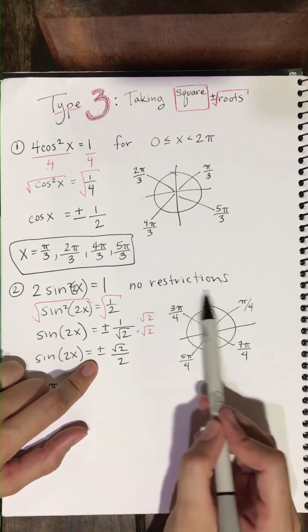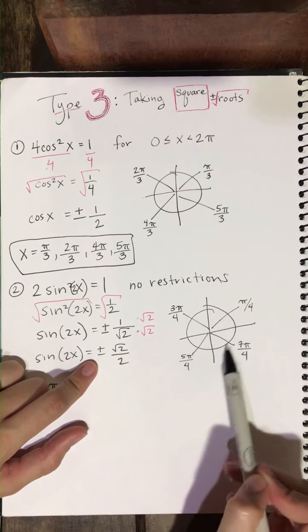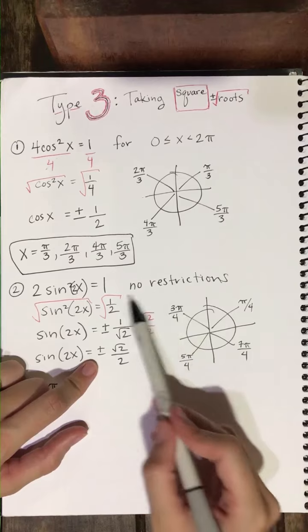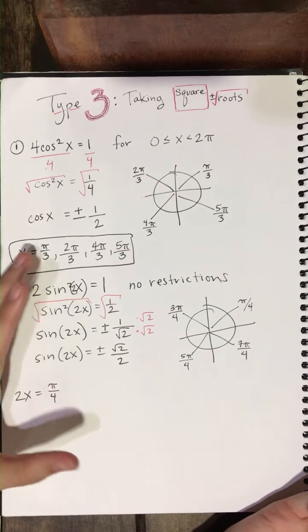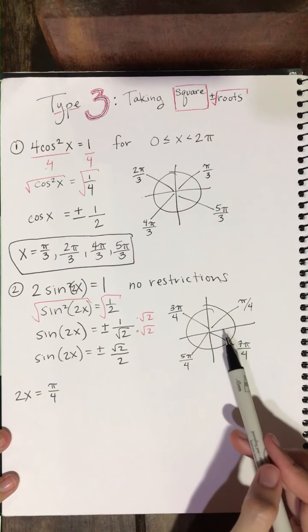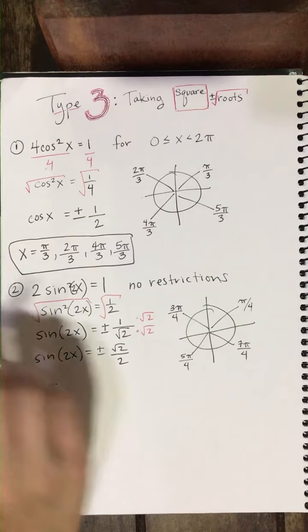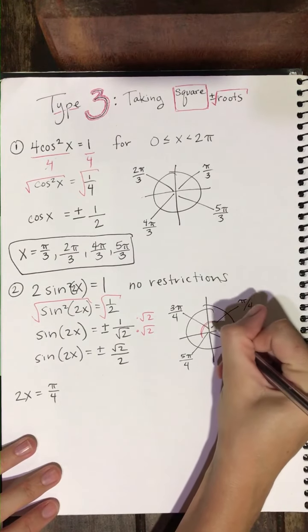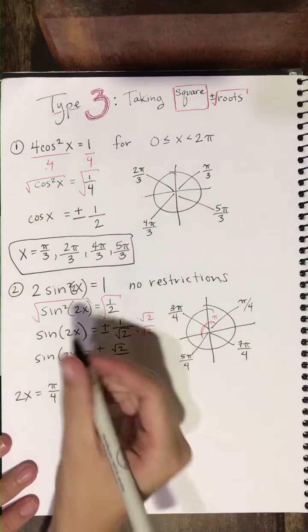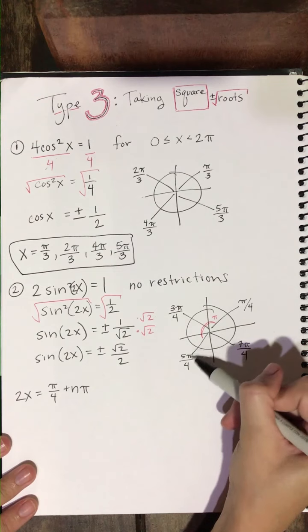But remember, we have no restrictions. So we can go around again the unit circle an infinite number of times. We could also go negative pi over 4. That would be a solution because we have no restrictions. So to include all of these, I could add 2n pi, but I could get fancier and notice that these are separated by a distance of pi. So if I do pi over 4 plus n pi, then I'm covering these solutions.